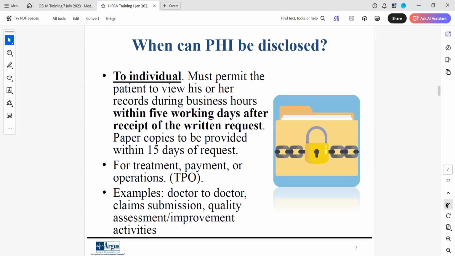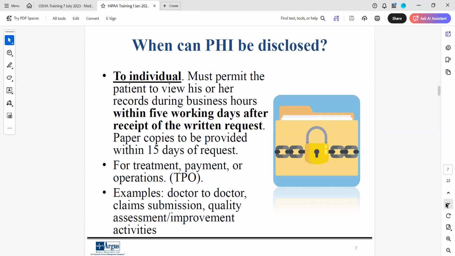When can PHI be disclosed? Of course, it can always be disclosed to the individual. You must permit your patient to view his or her records during regular business hours within 5 working days after the receipt of the written request. Paper copies are to be provided within 15 days of request.